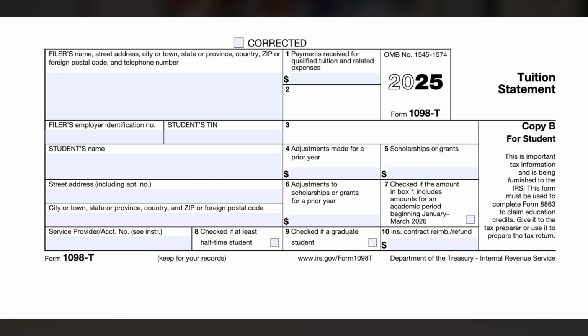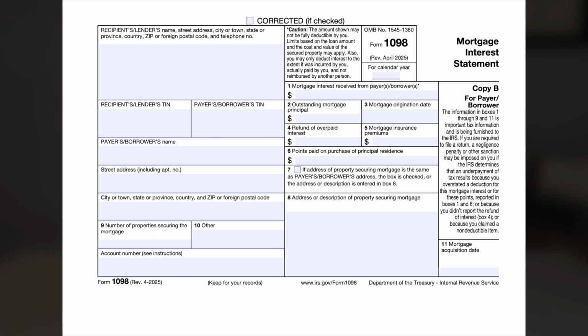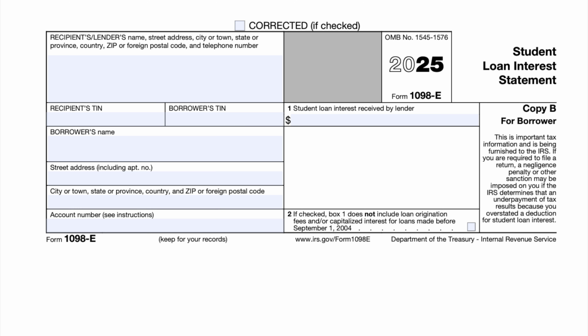Moving on to the deduction and credit side of things, students often receive a Form 1098-T from their college or university. This reports tuition payments that can help you qualify for educational tax credits, like the American Opportunity Credit or the Lifetime Learning Credit. If you own a home with a mortgage, your lender will usually send you a Form 1098, also called the mortgage interest statement. This shows how much interest you paid and is used if you decide to itemize your deductions. And if you're paying student loans, you may receive a student loan interest statement as well. It's also helpful to have a copy of last year's return handy.